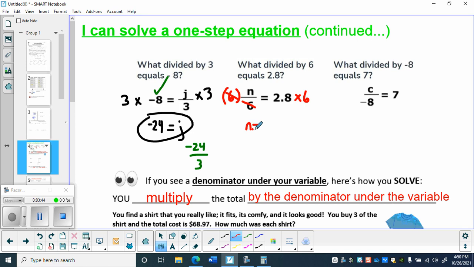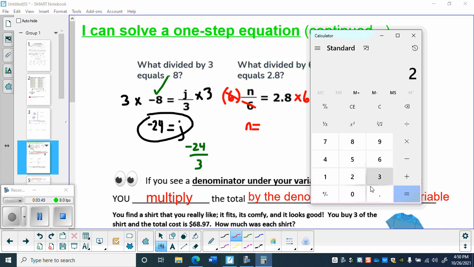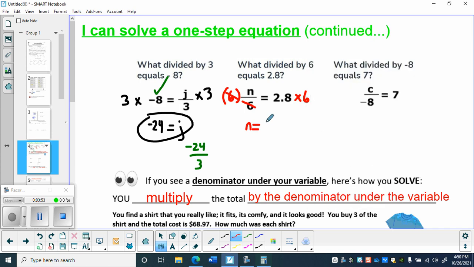We're showing that the variable is now solved, n equals, and then we'll use our calculator, the 2.8 times 6, and we get 16.8. So for this one, n equals 16.8.